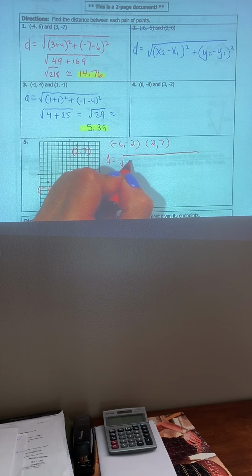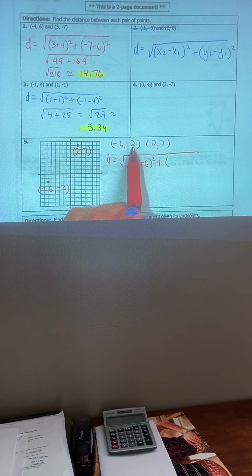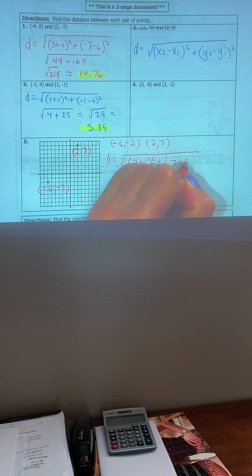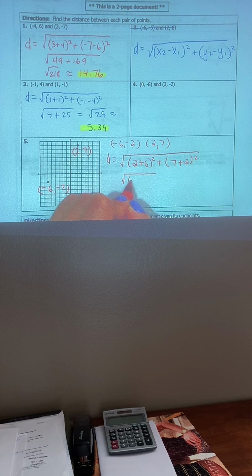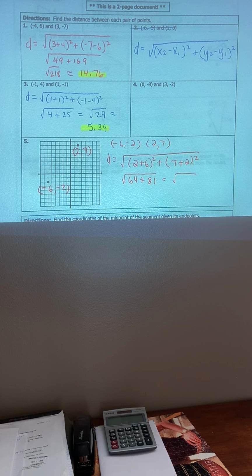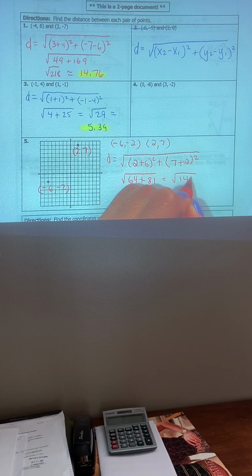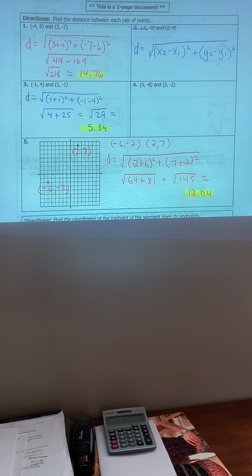x2 minus x1 squared, so that's 2 plus 6 squared, plus y2 minus y1 squared, so that's 7 plus 2 squared. So that's 8 squared, 64, and 9 squared, 81. That gives me 64 and 81, 145. And the square root of 145, when you do it on the calculator, is 12.04. And there's our distance formula. Again, very important in geometry. Geometry teachers will be happy that we're teaching it. Next couple problems we'll do will be midpoint.